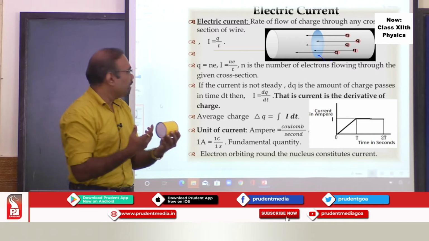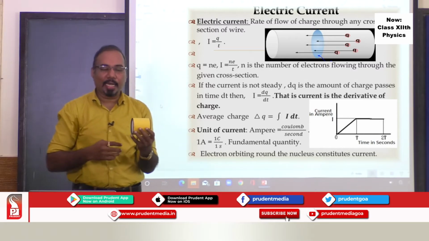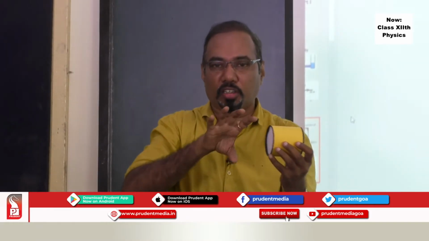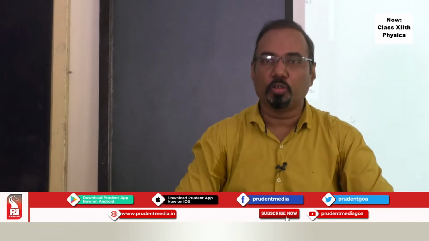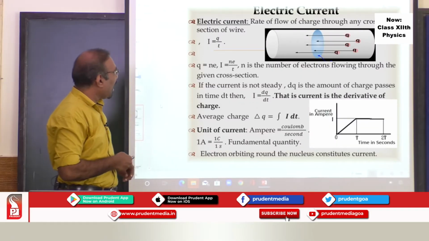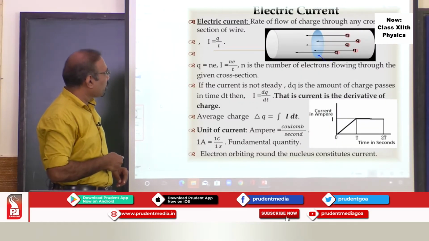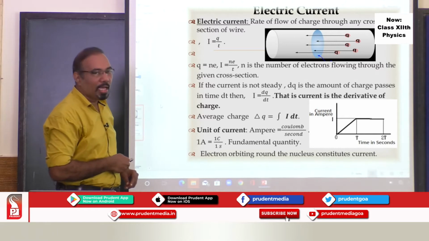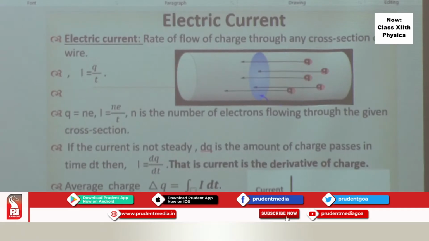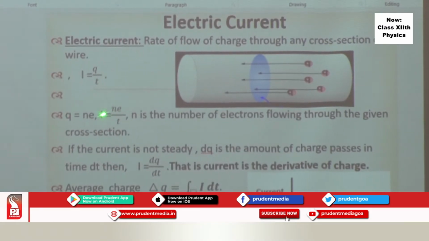Now, what is meant by current? We define current as the amount of charge that will flow through a given cross-section of the conductor. So, whatever is the amount of charge that flows through a given cross-section of the conductor, that is current. That's the reason current is charge upon time. And if you put charge equal to NE, we get the beautiful relation I = NE/T, where N is the number of electrons flowing through. And this formula we have taken up from the first chapter.